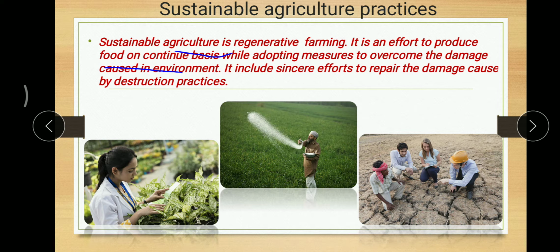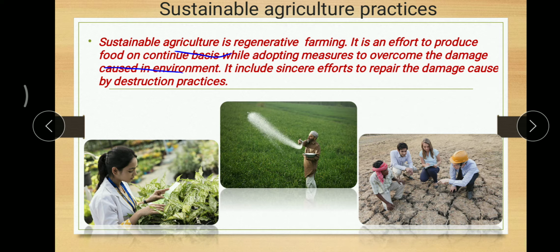It resulted in soil degradation, water pollution, and soil pollution. It has affected the environment, and most of the species are endangered now because of modern agriculture. So this is the need for sustainable agriculture.